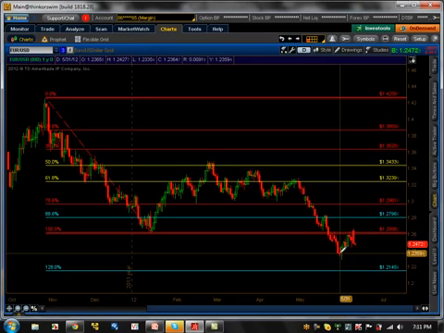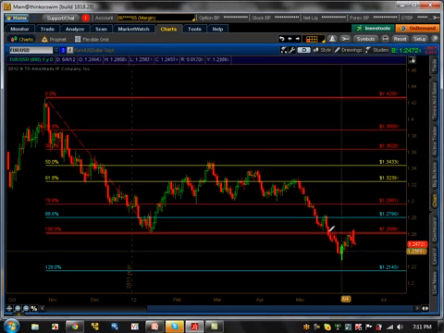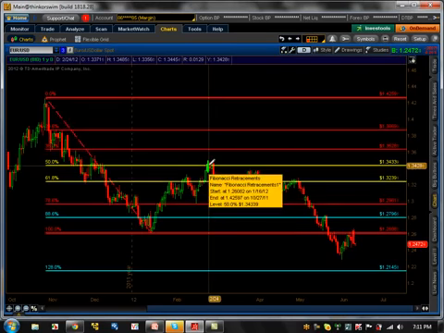I meant where would you get stopped out? Like if you went short up there at 50, then where would you stop? It's a good question. Where's your stop? Let's make sure we got the entry and exits correct.